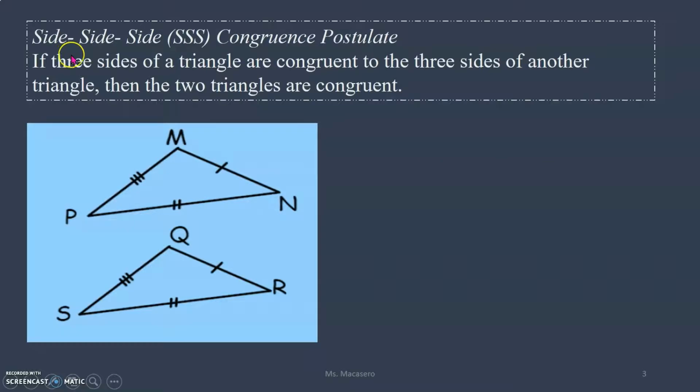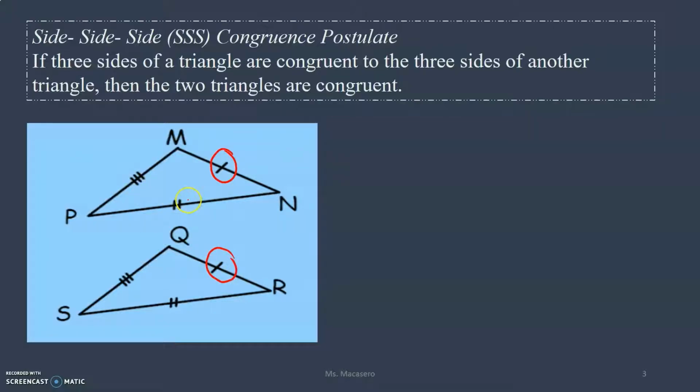So the side-side-side congruence postulate states that if three sides of a triangle are congruent to the three sides of another triangle, then the two triangles are congruent. For example, we have here triangle PMN and triangle SQR. And we see the tick marks, these tick marks here.